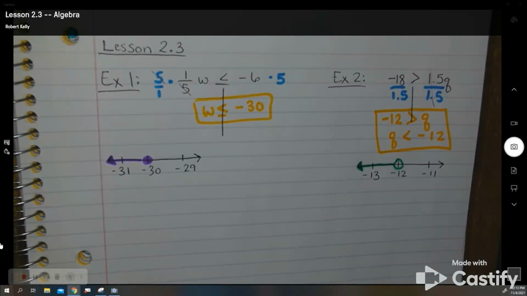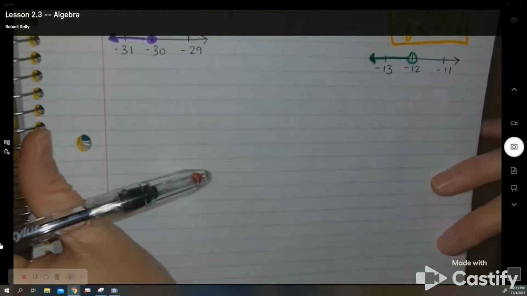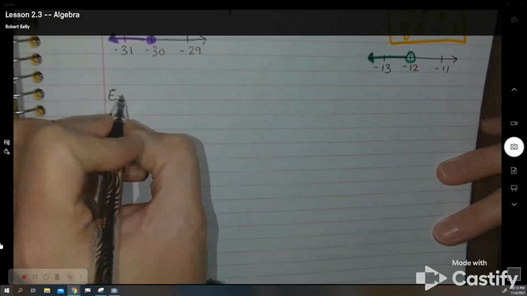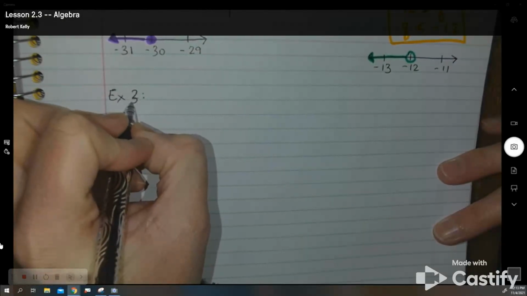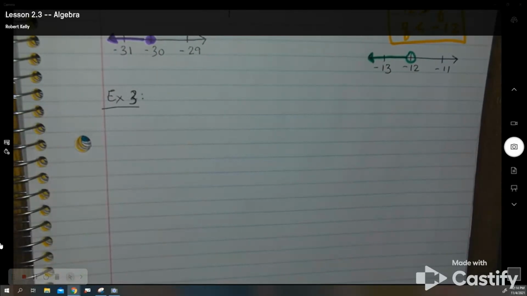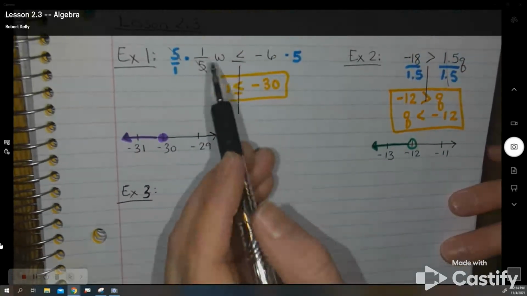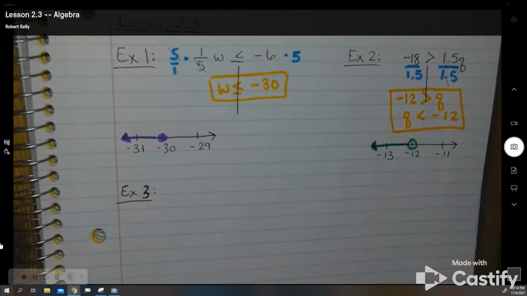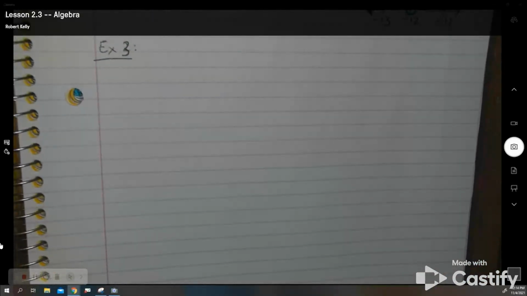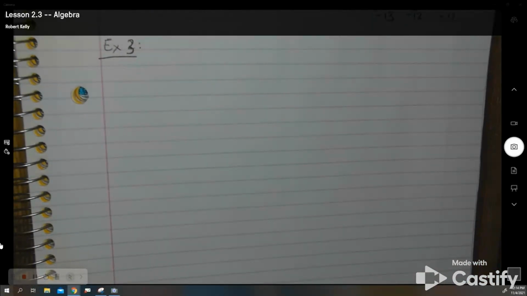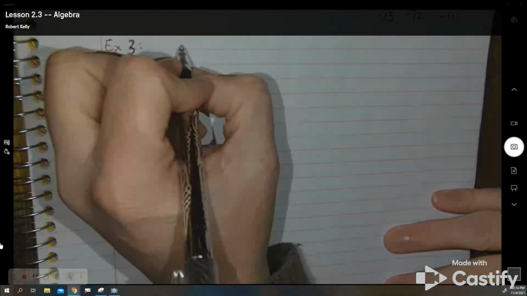So right now it seems like solving an inequality is exactly the same as solving an equation, but there is a little bit of a trick. Sometimes we have inequalities that have negative numbers. And when, example 3, Mrs. Lover, when we have inequalities with a negative number attached to the variable, notice up here, the 1/5 was positive, 1.5 was positive. When I have a negative number attached to the variable using multiplication or division, that's when things are slightly different than when we solved with our equations. So let's take a look at a couple examples here.